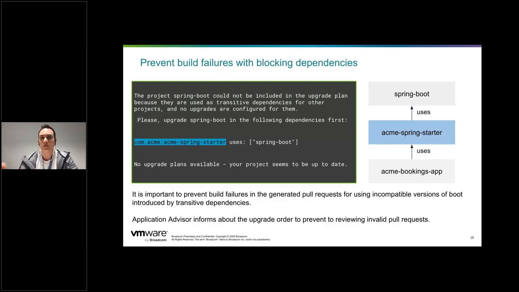Even though you might think, okay, just bump the version, if we do bump the versions of whatever APIs Acme Bookings app is using for Spring Boot, we might be introducing breaking changes, because Acme Spring Started might use those APIs with a different version of Spring Boot, and it can break the application.